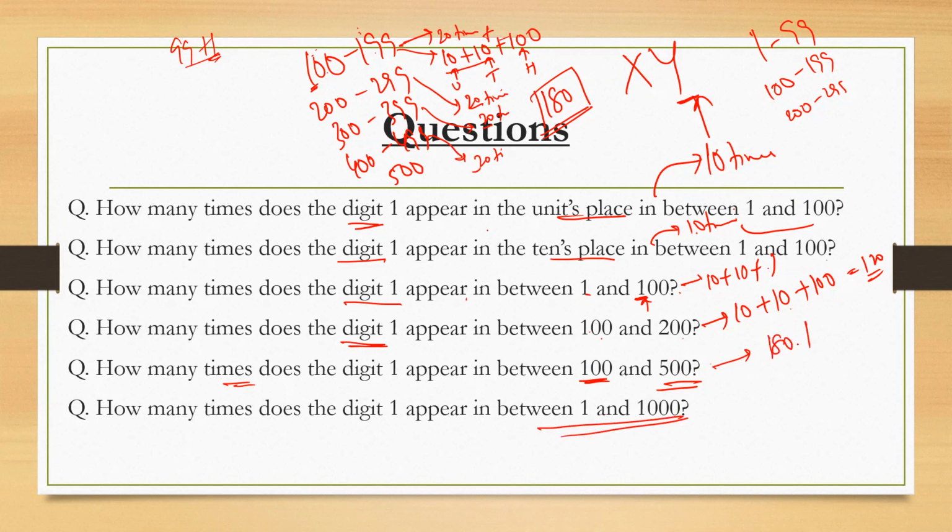Now what about this one? Try this one. How many times does the digit 1 appear between 1 and 1000? Try it and see. The process is the same: 1 to 99, 100 to 199, 200 to 299, like that. So try it out.